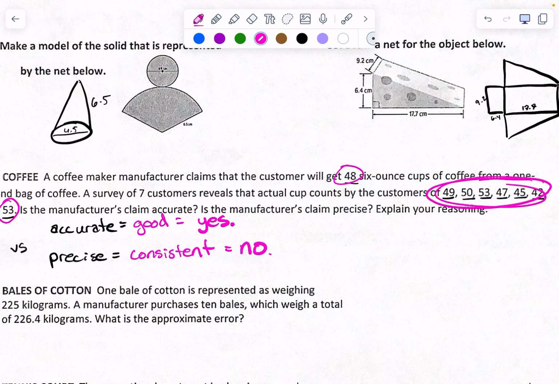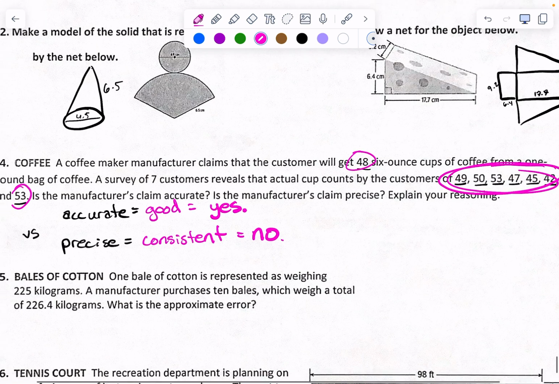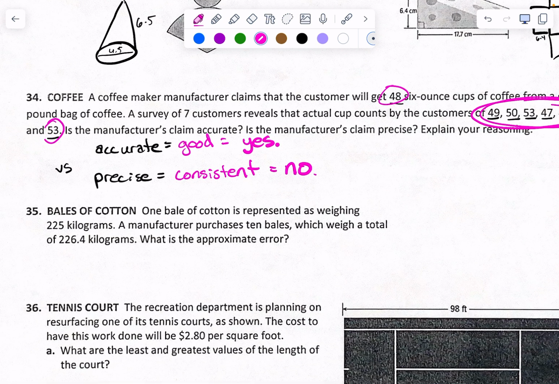Okay, so that's what I would say. Make sense? Okay, accurate is good, precise is consistent. There's a difference between the two. Good? All right, 35.